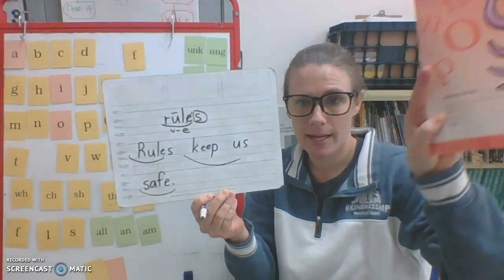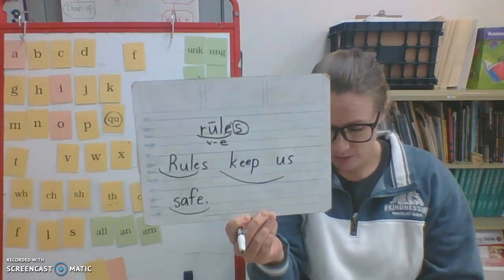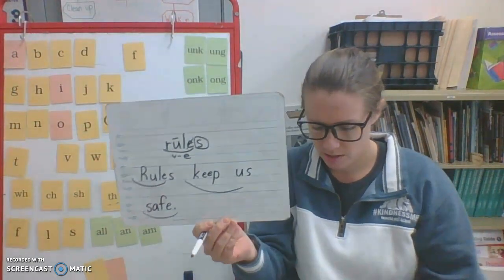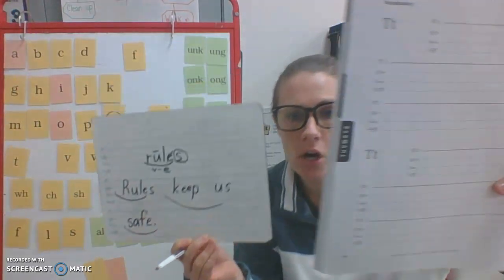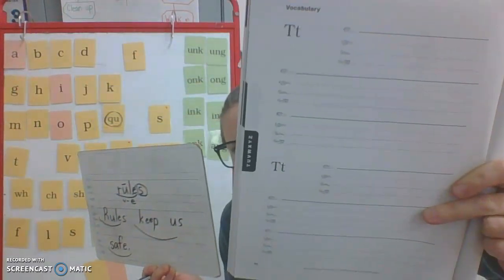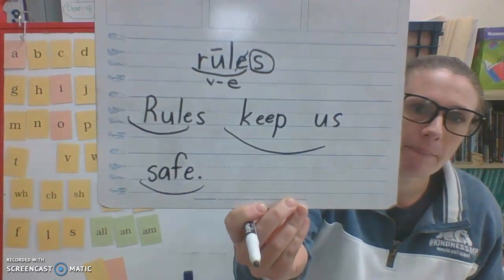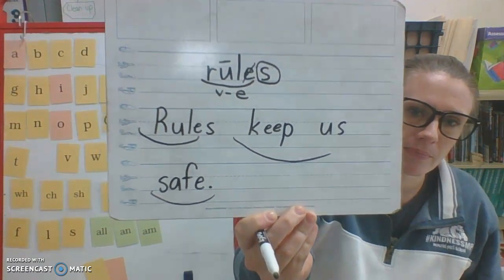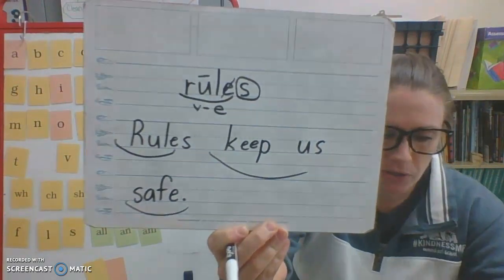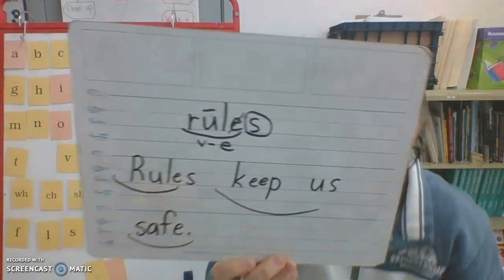Please go into your student notebook now. Remember, it might be pink, it might be green, and find the vocabulary section. You'll find the letter R. This is where you write it. You write the word, mark it up, and then the sentence and scoop it. Go ahead and pause while you work on this. Rules. Rules keep us safe.